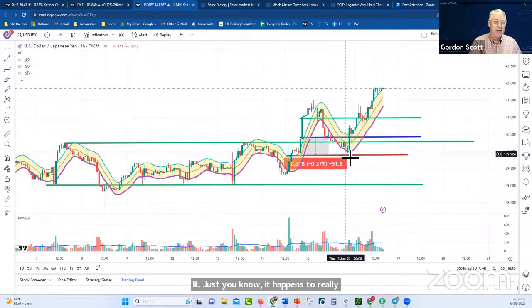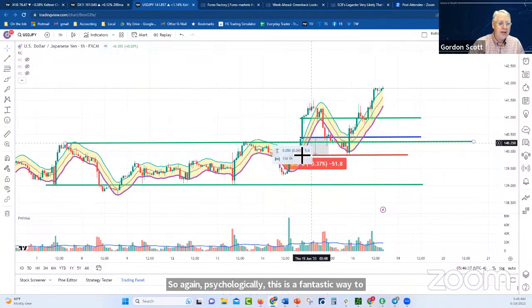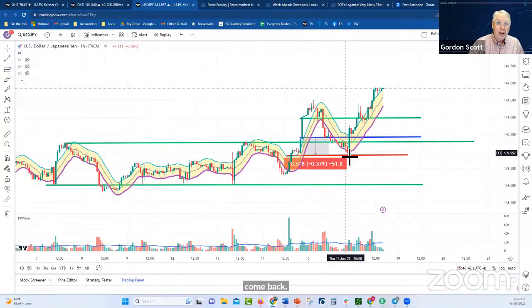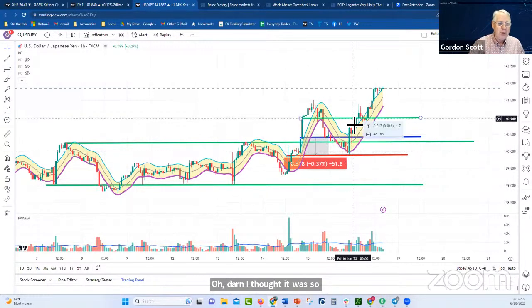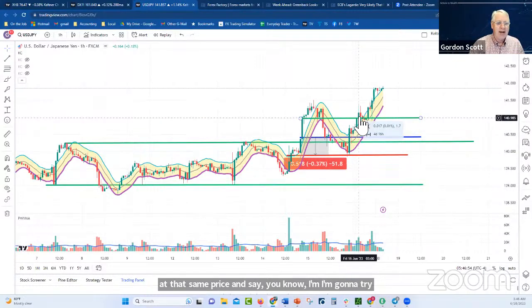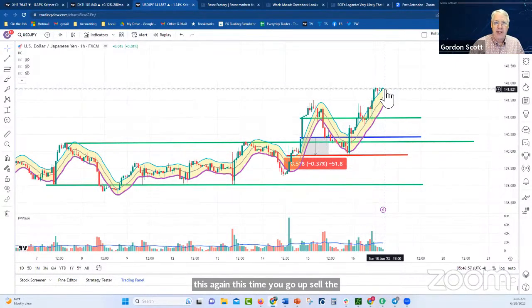But using this methodology, psychologically, you don't have to worry about getting cut out at the last little bit. So again, psychologically, this is a fantastic way to trade. So much so because look, here it goes up, you come back, oh, darn, I thought it was so promising. But then right after you get ticked out, boom, up it goes again. And you get the opportunity to come back in at that same price and say, I'm going to try this again. This time you go up, sell the half, and you're still running today, right?